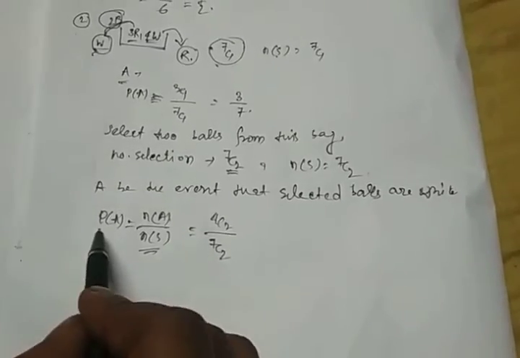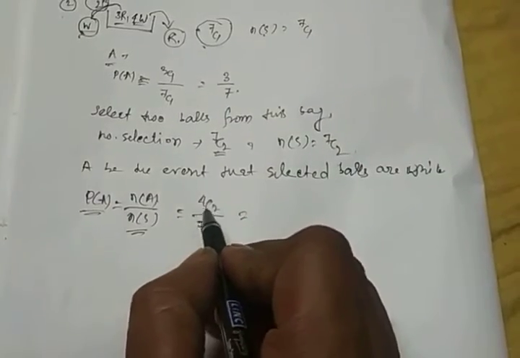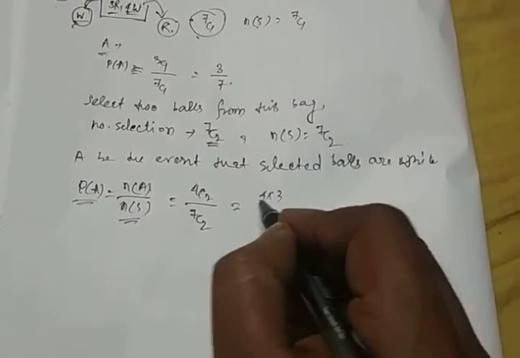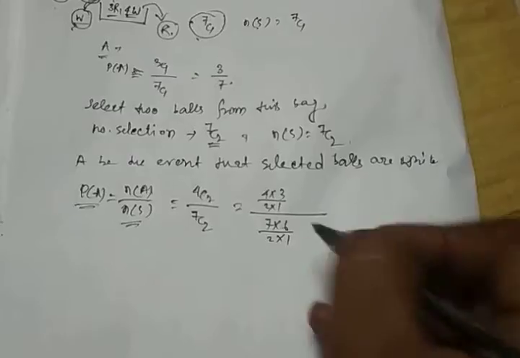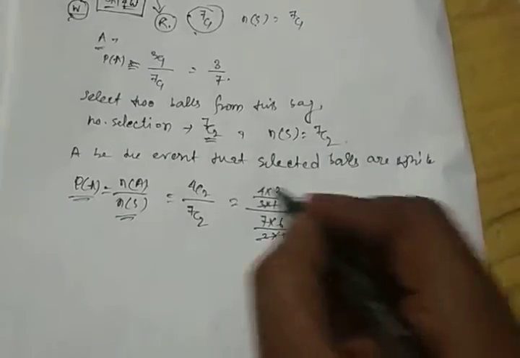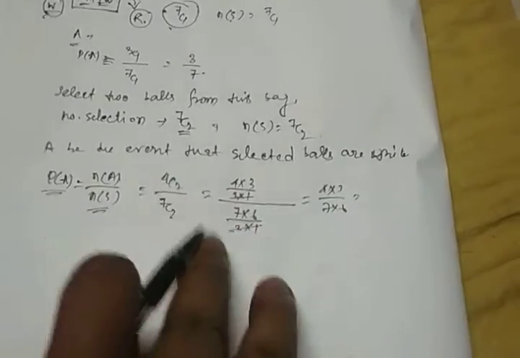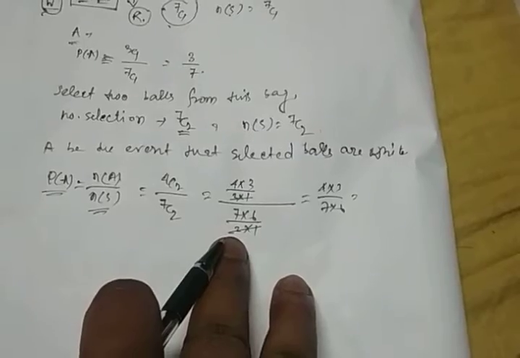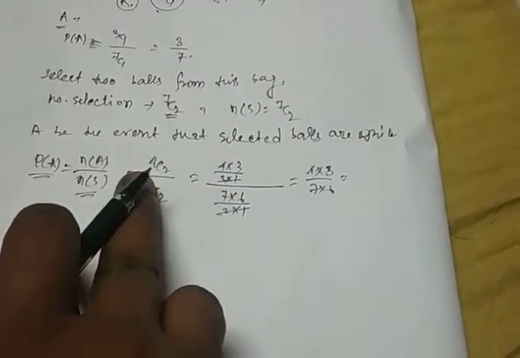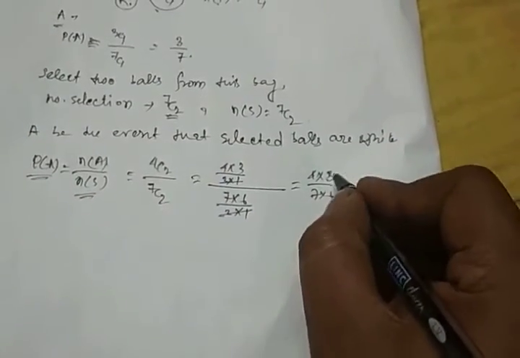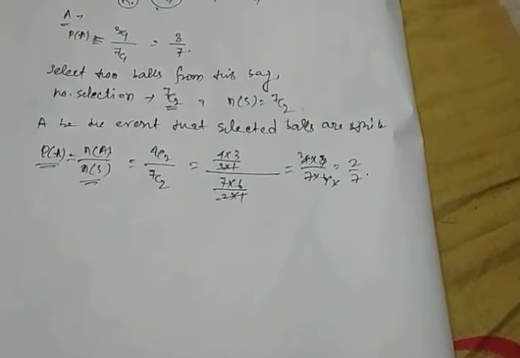So this will be the required probability. Let's calculate it: 4C2 means 4 into 3 divided by 2 into 1, divided by 7C2, which means 7 into 6 divided by 2 into 1. So the 2 into 1 cancels out, and we get 4 into 3 divided by 7 into 6. You can also calculate it by using the calculator. There is an option to calculate the formula 4C2 or 7C2. So this will be 2 by 7.